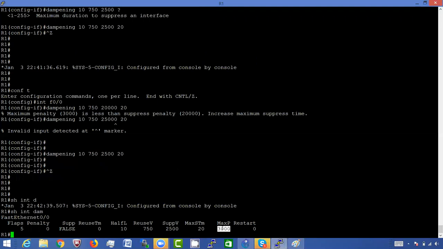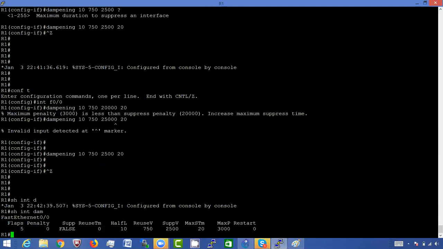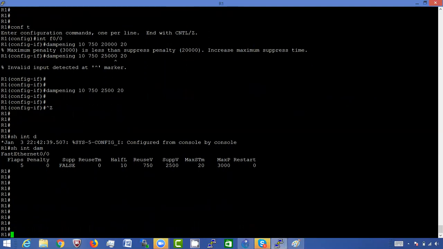Because my router knows now that after the half-life time it needs to reduce the penalty by half, and that penalty should become a number such that this interface can be unsuppressed once this maximum time expires. That means if 20 seconds expire, my router knows now that it needs to put this interface back into its routing table. So my router has done some calculation. So this is how you configure dampening.